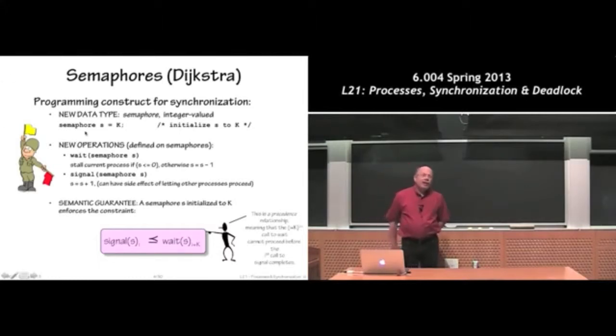So we introduce a new data type called a semaphore. You can think of it at some level as an integer. It's just a number. It goes up and down. It gets incremented and decremented. But we're not allowed to use it as an integer. We're not allowed to use plus and minus operations on it or look at it directly. There are only two operations you can do on a semaphore. One is called wait, and the other is called signal.